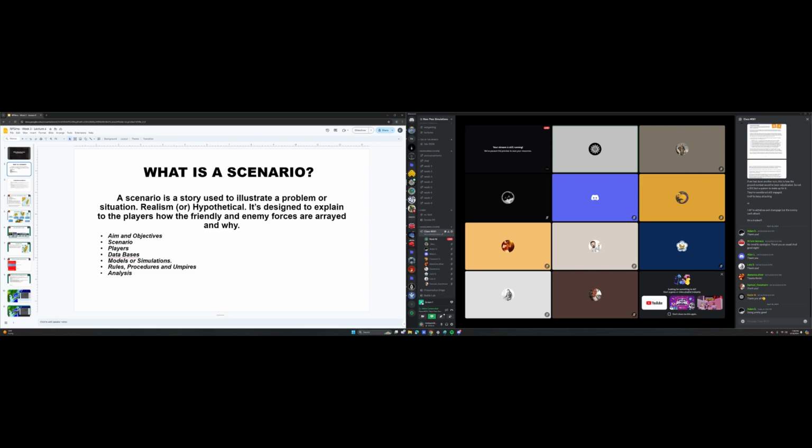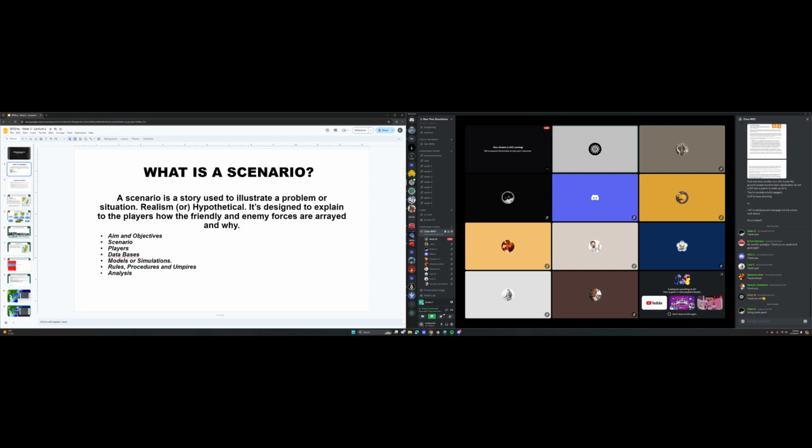And usually that's where you're going to find the information for, okay, where are the friendly forces? What's their position? What kind of condition are they in? Are they under fire? Are they healthy? Things of that nature. And it's also going to give the players information on the enemy.